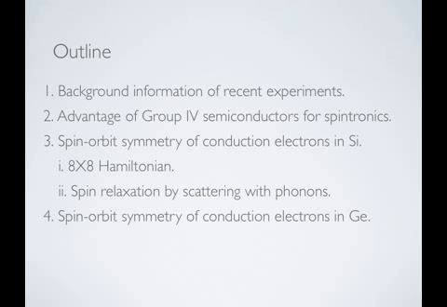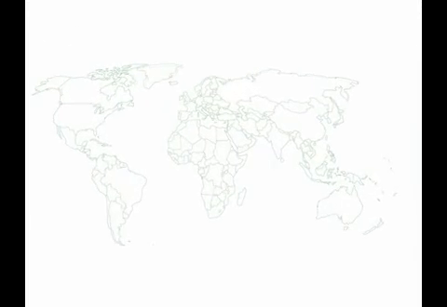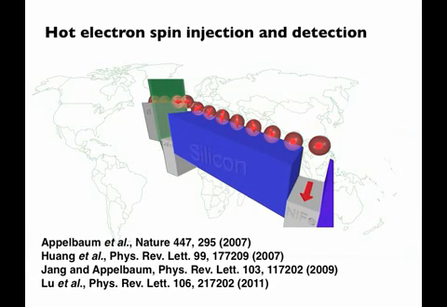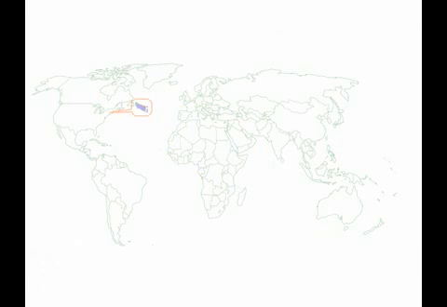So first of all, I will give a short overview of experiments in recent years on silicon spintronics. In 2007, the experiment of spin injection and detection in silicon was first carried out by Appelbaum's group. Spin polarized hot electrons are injected from a ferromagnet into pure silicon, and after drifting for hundreds of micrometers, at the detection they still show a clear signal of spin polarization, indicating very long spin lifetime.